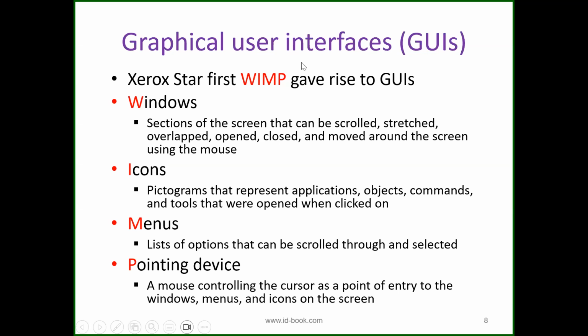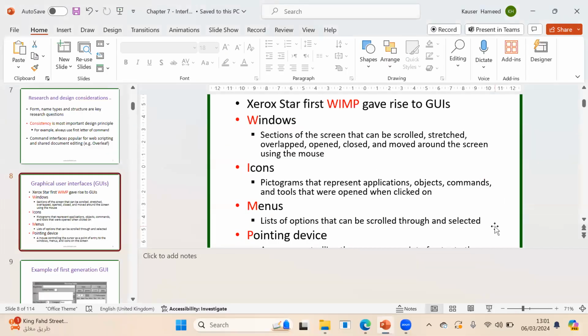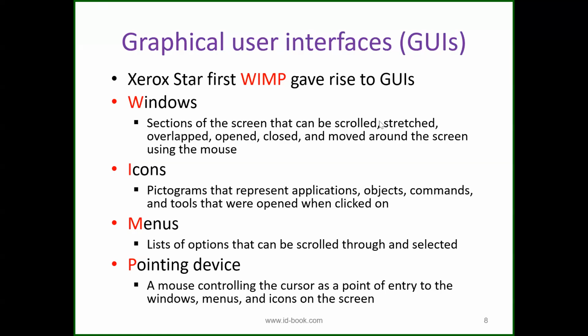So, what is a window? It is a section of a screen that can be scrolled, stretched, overlapped, opened, closed, and moved. For example, this is the window. I can maximize it like this, and I can minimize it. Icons, we know, are pictograms that represent applications, objects, or commands and the tools that open when we click on them. So icons are clickable. Windows can be stretched, scrolled, overlapped, opened or closed.